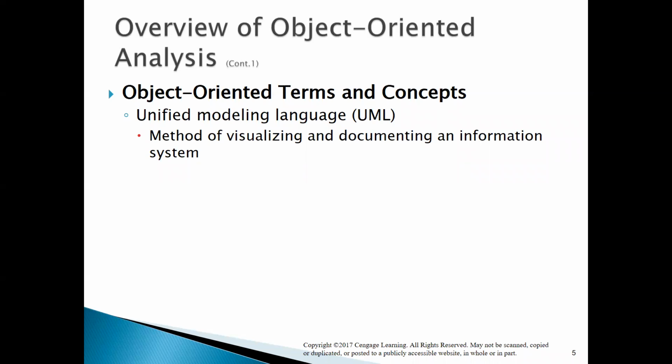Moving on, object-oriented terms and concepts. So the first one that we look at is Unified Modeling Language, UML. Now, we did look at UML last week. It is just a way of recapping and also adding knowledge to it. Now, UML is a method of visualizing and documenting an information system.